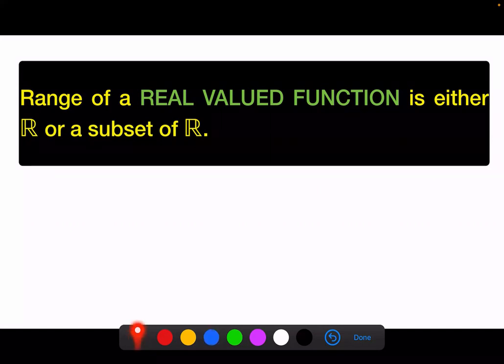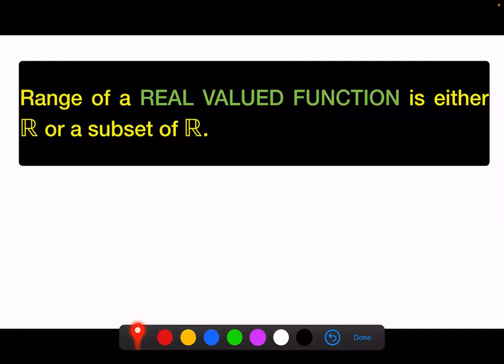Look at this. Real means you should think that we are looking at real numbers. Okay, so the set of real numbers. एक real valued function है. Real valued function means the range is either the set of real numbers or a subset of real numbers. Okay, so this is just a definition that you need to keep in mind.